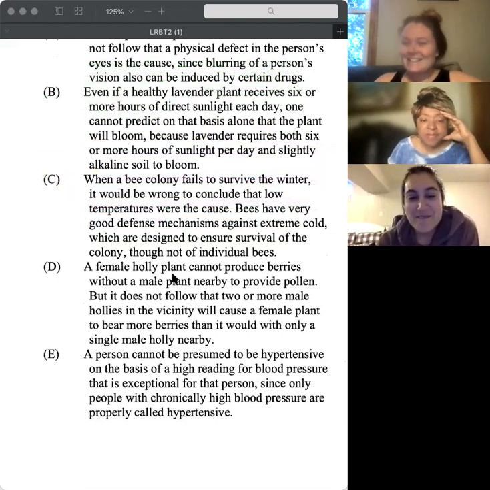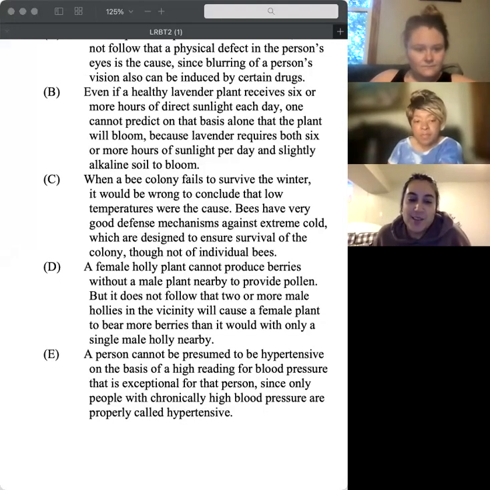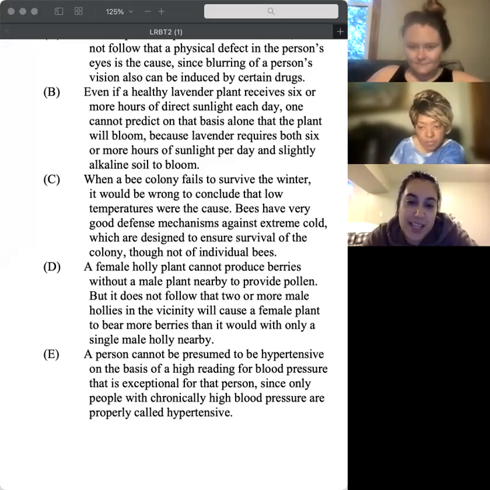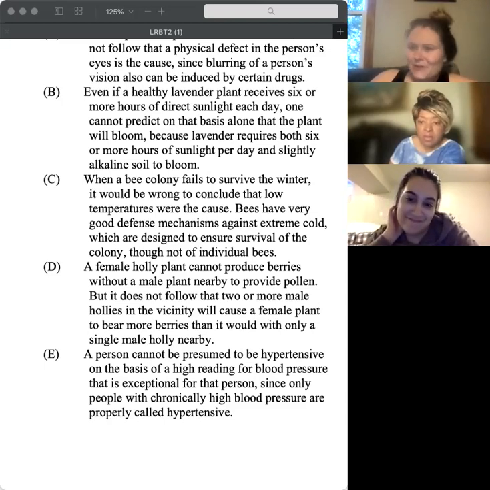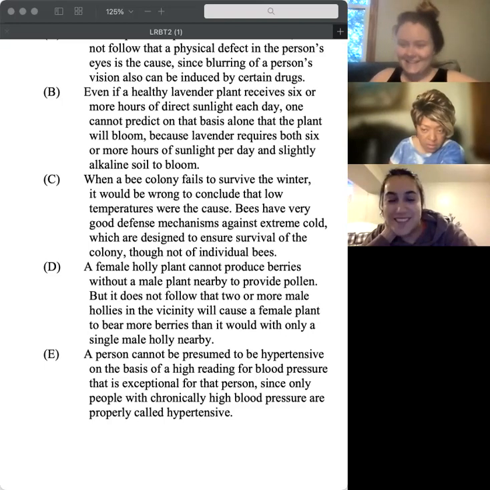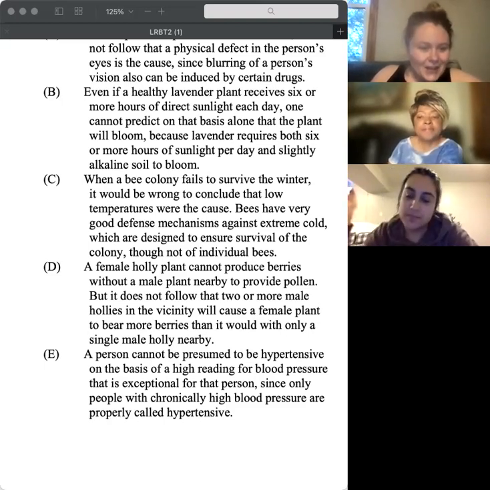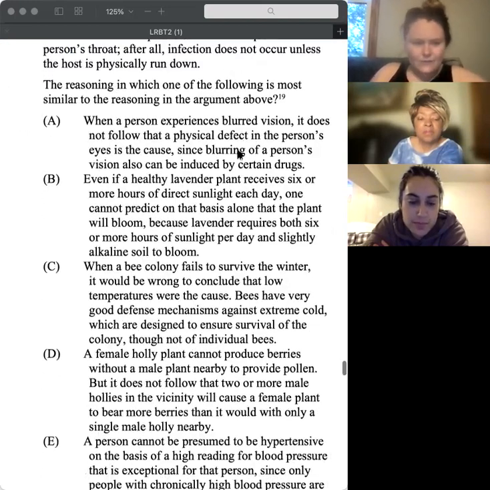All right, let's go ahead and read D. Why don't you like that one, Sabrina? It doesn't follow the argument. It does say can't produce the berries without a male plant, and it does not follow that 2 or more. But then it just goes into info. Do we have any comparison going on in ours, like a relative, this is more than this? We don't say you're more likely to get strep throat if you have 2 eyes than if you have 1. We don't say anything like that. And we also don't have any real causal claim in ours either, like we have going on in D.